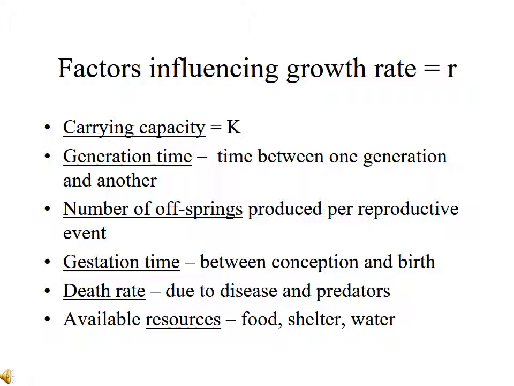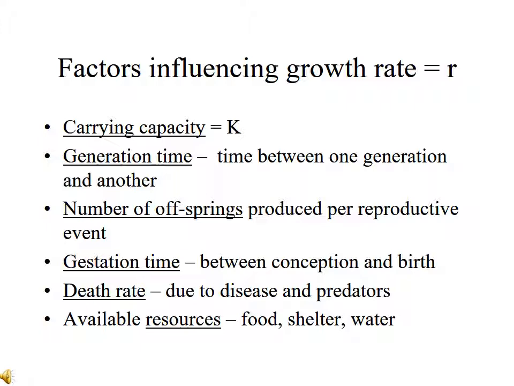Secondly, generation time, the time between one generation and another. Thirdly, the number of offspring produced per reproductive event. All of us realize that a dog will produce half a dozen puppies. We produce one at a time, generally speaking, okay? Another factor that influences the growth rate is the gestation time, the time between conception and birth. And again, death rate due to disease and predators. And finally, factors that influence the growth rate will be available resources, food, shelter, water, and so on.